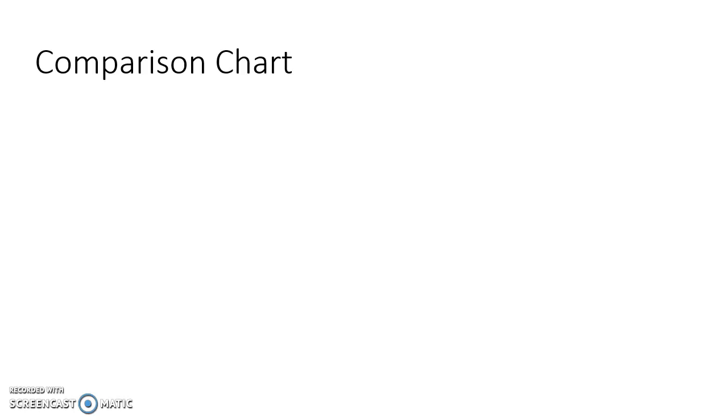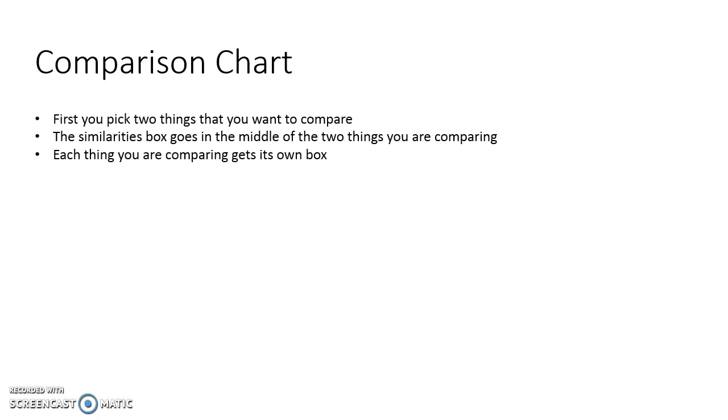Okay, so now we're going to talk about how you could go about writing down your ideas of how things are different. We are going to use what is called a comparison chart. To make a comparison chart, the first thing you're going to do is pick the two things that you want to compare. You're going to have them on the left side and the right side. And in the middle is where you write the things that are similar.